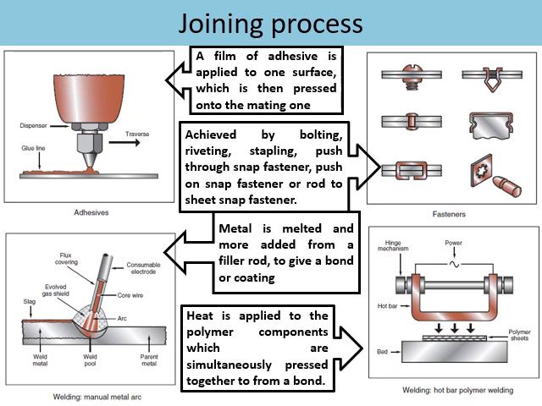This is some examples of joining description. Over here you have adhesive, and then over here you have a fastener. Here you have the welding, which is the shielded metal arc welding, and here will be the polymer welding.